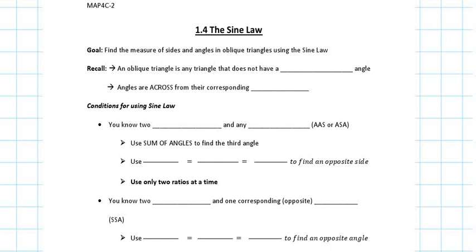So the first law that we're going to talk about today is called the sine law. Our goal for today is to learn how to find the measure of sides and angles in oblique triangles using that specific sine law. An oblique triangle, just to start with a little bit of definition, is any triangle that does not have a right angle.